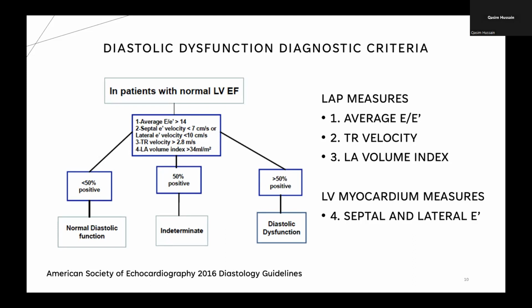And if you look at these 4 variables, 3 out of 4 of them are proxies for left atrial pressure measurement. The average of the E over E prime, average between the septal and the lateral, because you calculate both and just average them out. And then your tricuspid regurgitation velocity and your left atrial volume index are all proxies of your left atrial pressure. The only thing that's not is the septal and the lateral E prime measurements, which are just direct measures of your myocardium's ability to relax. So there is a high emphasis on left atrial pressure throughout the diastolic dysfunction criteria here.